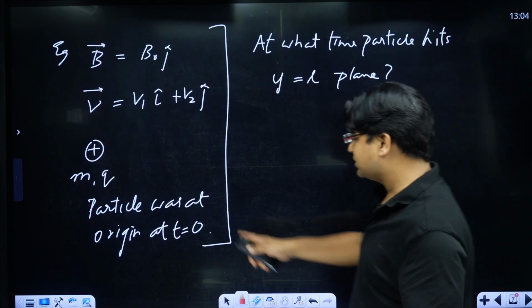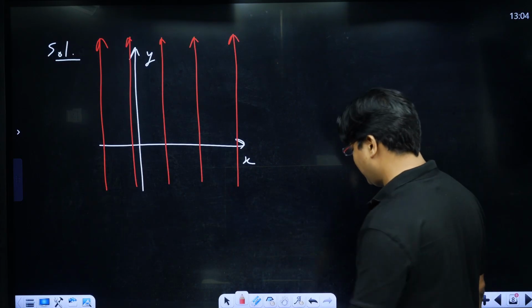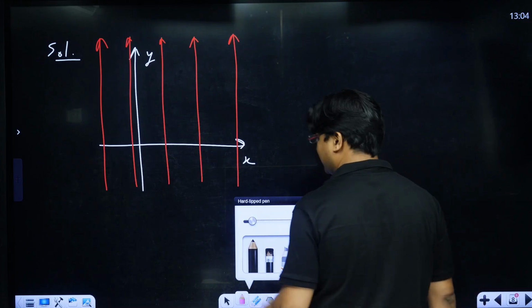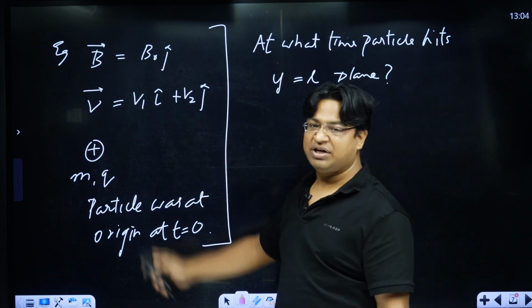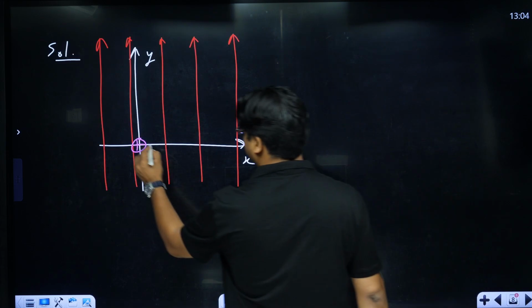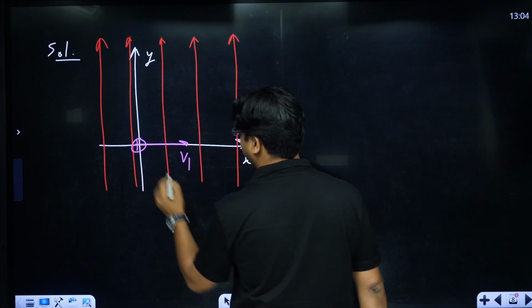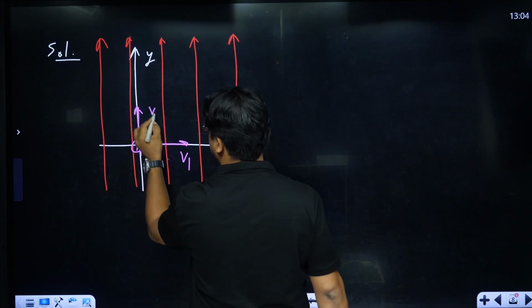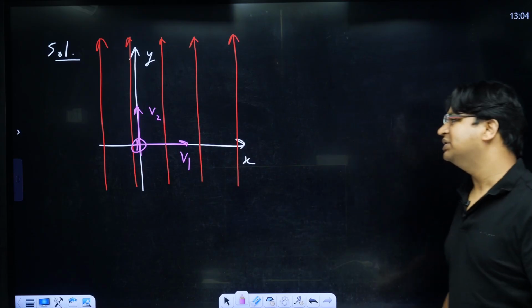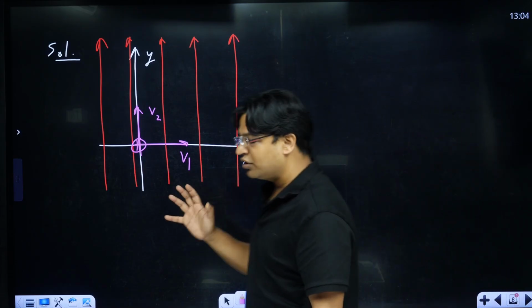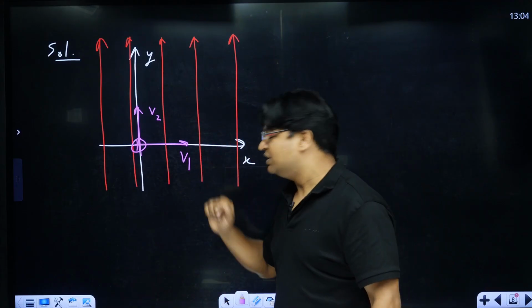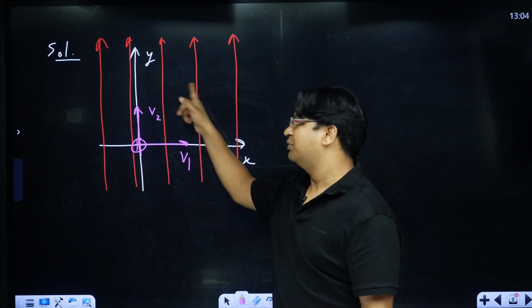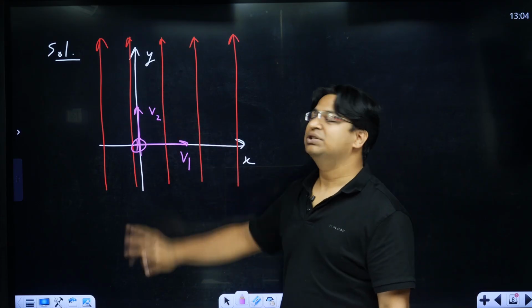Now the question says that the particle was at the origin at t equal to 0. Well, then in that case, I will say that the particle is here, and the particle had velocity components v1 and v2. So we will assume that in this direction the particle had a velocity of v1, and in this direction the particle has a velocity of v2. Now you can clearly see that we have already been given the v perpendicular and the v parallel. V1 is v perpendicular because it is perpendicular to the magnetic field lines, and v2 is v parallel.